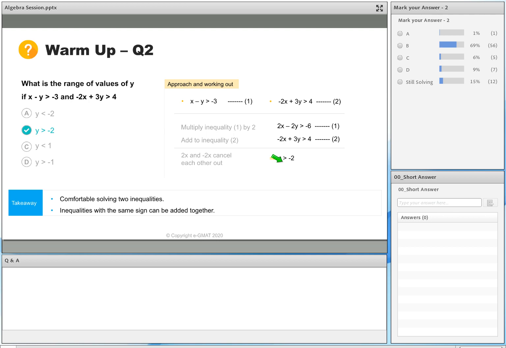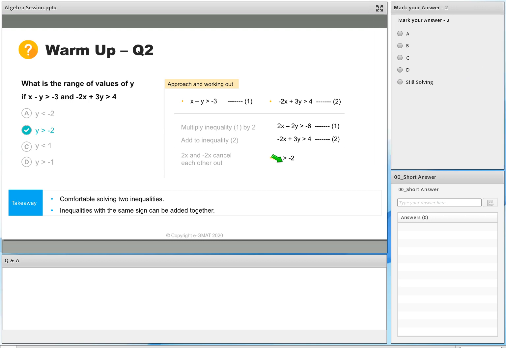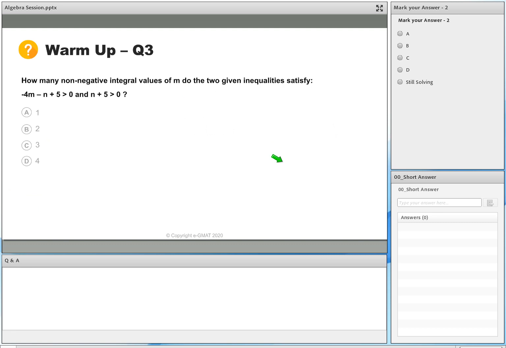So I hope everybody now understood this, all those of you who got this wrong the first time. With this now, I'm going to take you to the next one. You know the drill. You have to click on still solving first. Okay. All right, nice. Here is question number 3. Good luck.